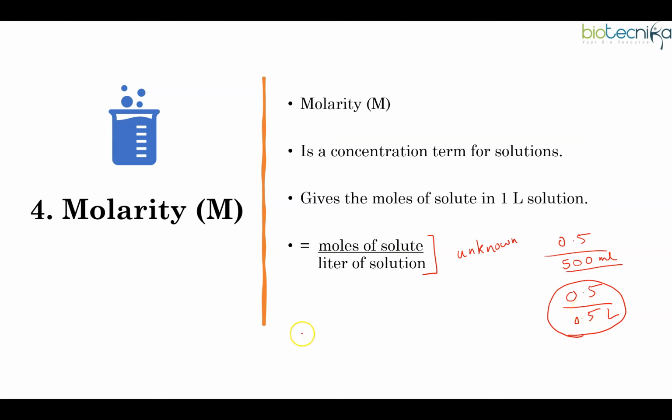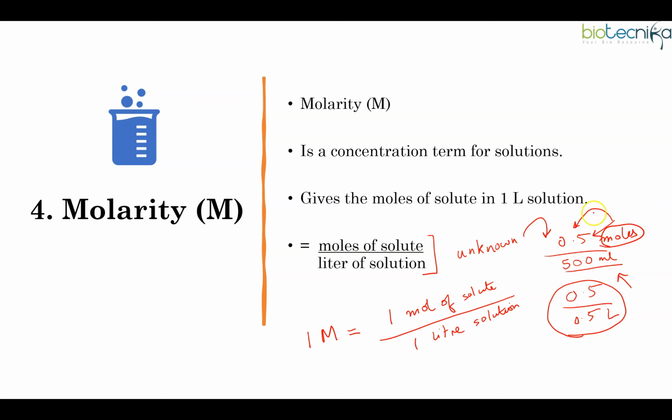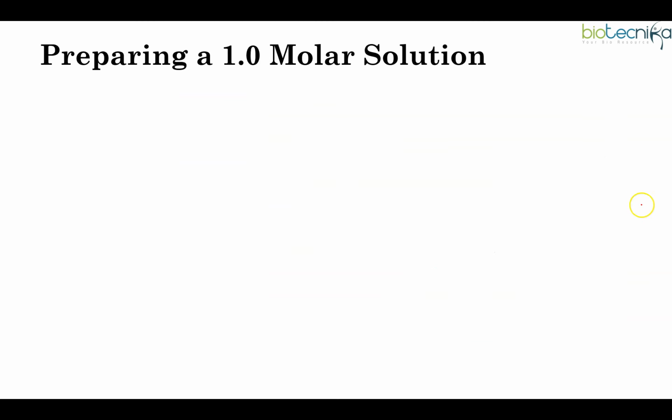But 1 molar will always mean 1 mole of solute in 1 liter of solution. So this will be a standard 1 molarity, but for unknown molarity, if you have to find it out, you need to know how many moles are given and how much volume is given. Now the question is, if you take a certain component, how will you find out how many moles there are if the amount is given in grams? We have just found a relation between grams and moles.